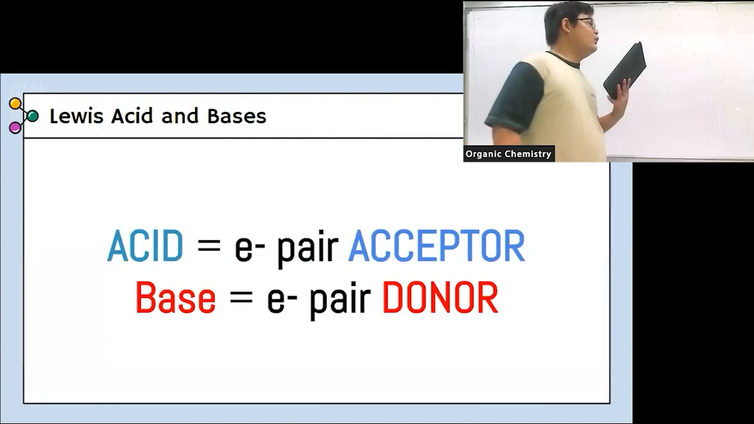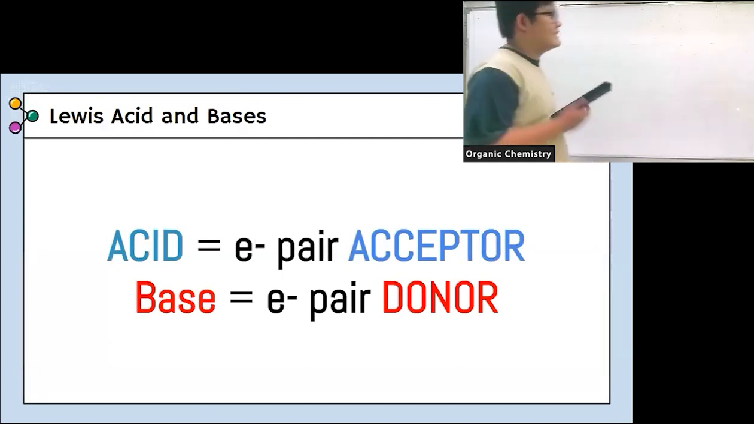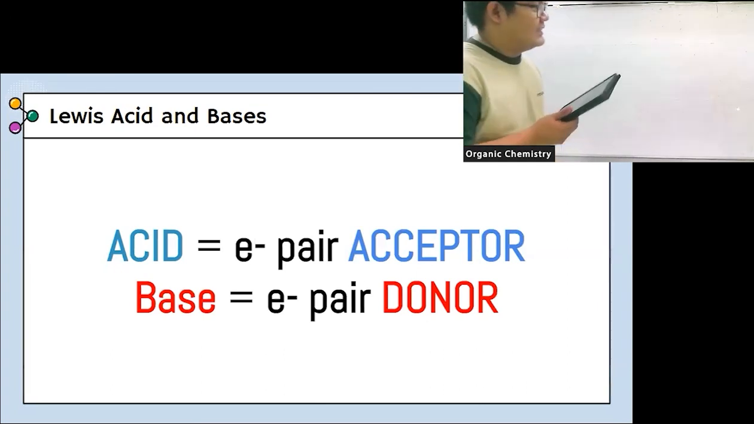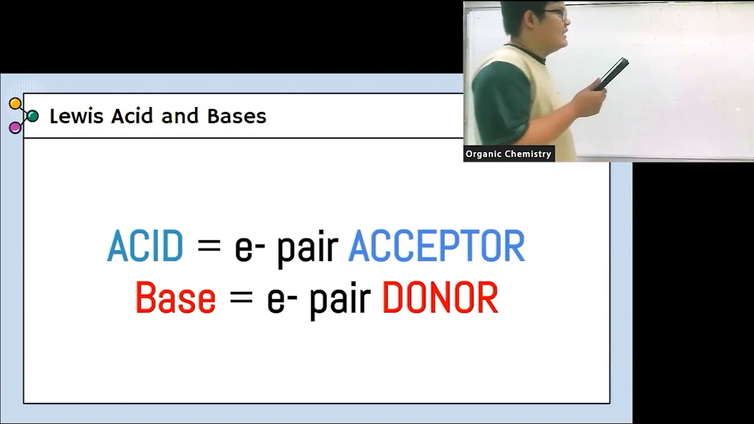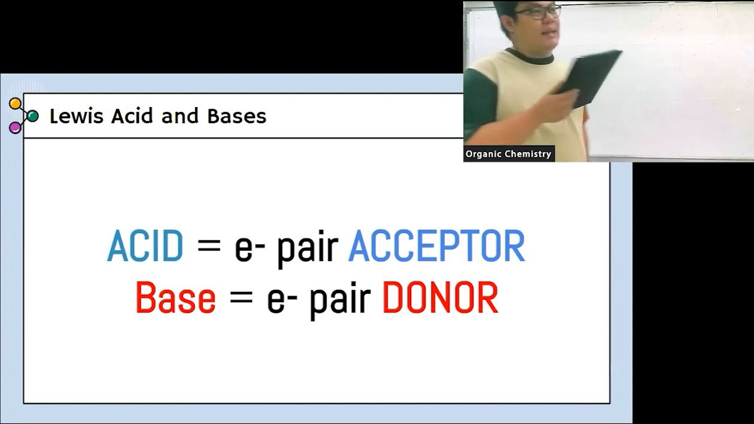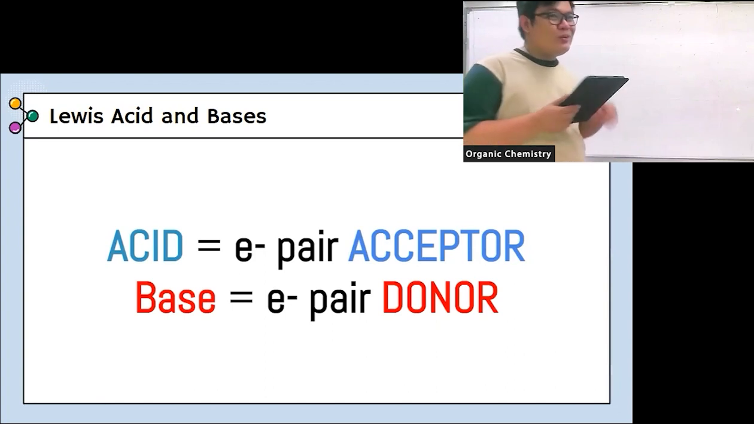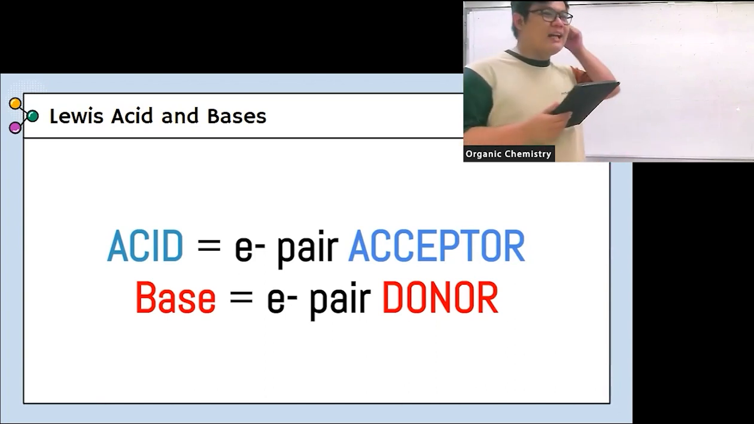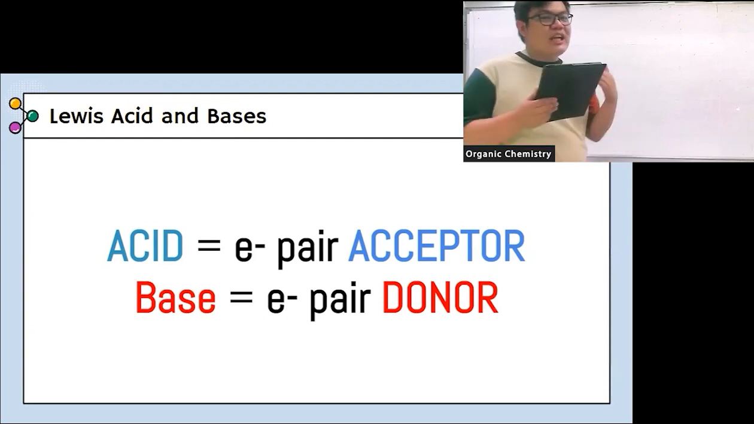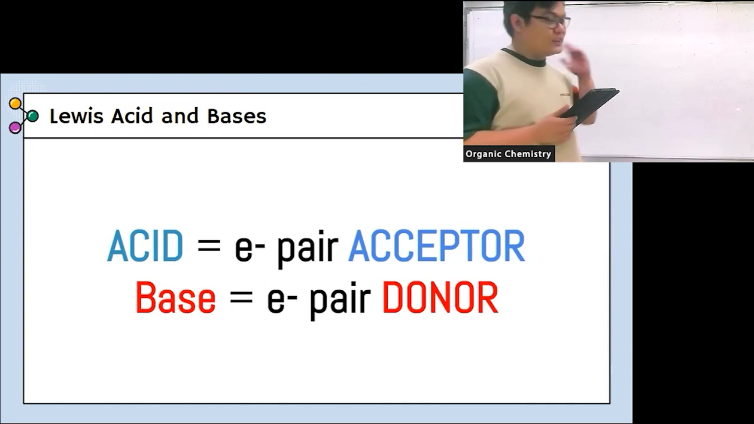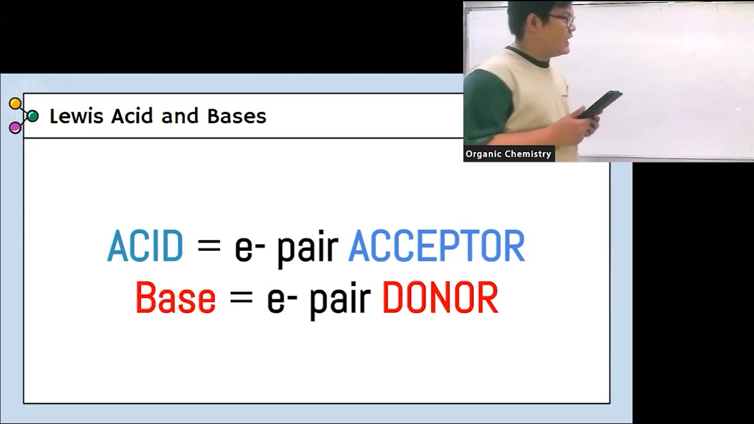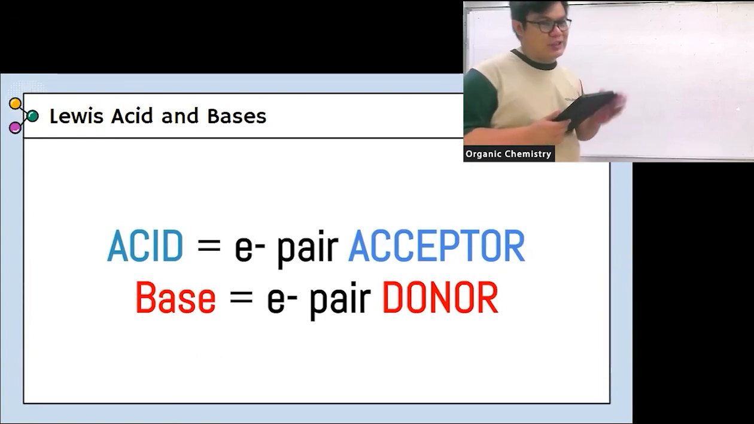So let's now move on naman sa Lewis acid and bases. Ano nga ba yung pagkakaiba niya sa Bronsted-Lowry acid and bases? So for Lewis, an acid is an electron pair acceptor, and yung base naman, electron pair donor. Ano pagkakaiba niyan? Bakit pa kailangan ng Lewis acid and bases? Essentially, ang Lewis acid and bases kasi, mas wide yung definition niya. Meanwhile, yung sa Bronsted-Lowry natin, restricted lang siya sa hydrogen transfer. Kung sino nagdo-donate at sino yung nag-accept ng hydrogen.